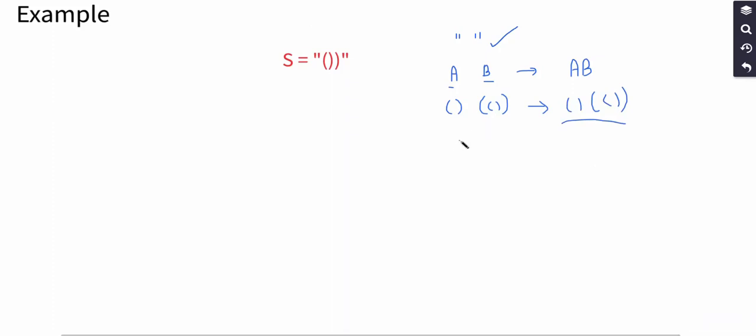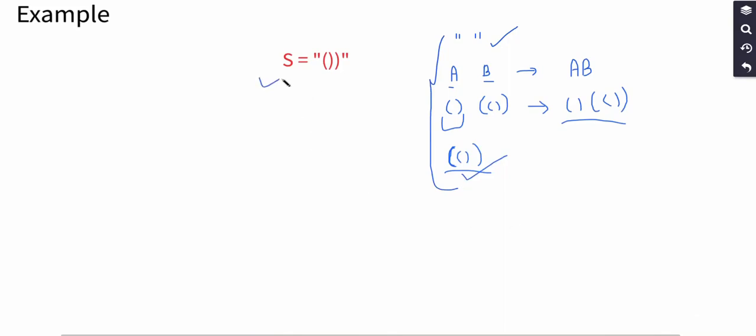Then any valid parenthesis string, let's take this one, can be written inside an opening and closing parenthesis. So this will also be a valid string. So these are the cases that we have to take care of while checking for a valid parenthesis string.